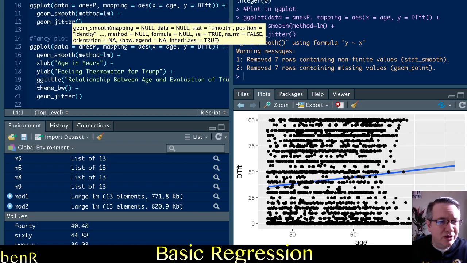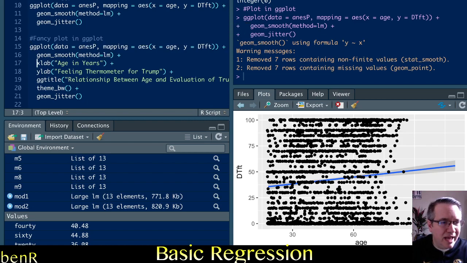Now, what else can you do in ggplot? Well, you can add labels for your x variable. Here the label is just age because that's the name of the variable. And you can add a y label. In this case, the y label is just DTft because that's the name of the dependent variable. But you can say, no, I want it to be feeling thermometer for Trump. You can also add a title for it. So here we're calling it relationship between age and evaluation of Trump.